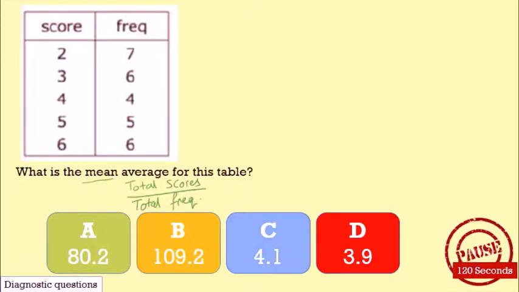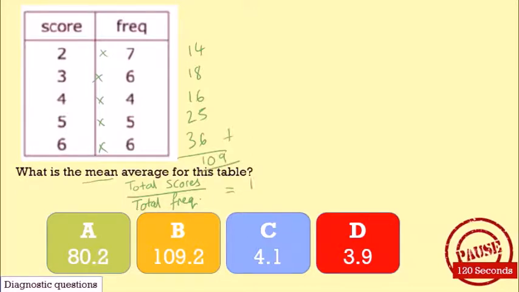Right, so the total scores is not 2 add 3 add 4 add 5 add 6. The total scores would be 2 times 7, which is 14, plus 3 times 6, plus 4 times 4, plus 5 times 5, plus 6 times 6. And that gives me a total score of 109.